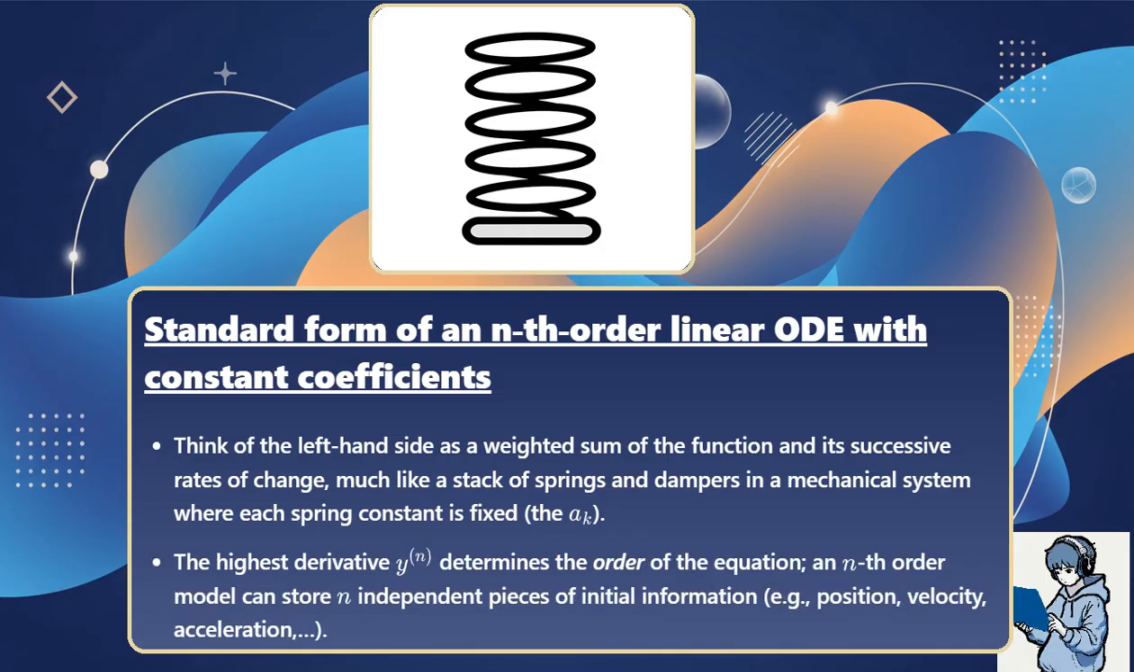The highest derivative y^(n) determines the order of the equation. An nth order model can store n independent pieces of initial information, for example position, velocity, acceleration, and so on.